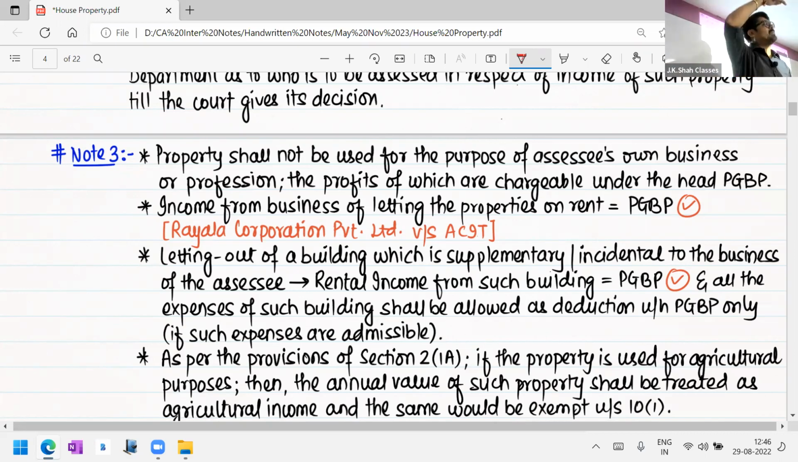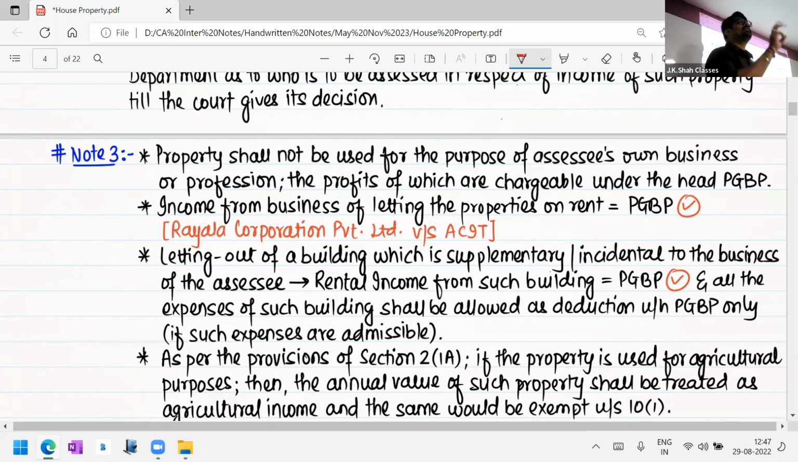Buying and selling will give me PGBP income, but till the time the properties are unsold and held by me as a stock in trade, if I am earning any rent, that is only with an intention to exploit the rent earning capacity. So with that intention, if I earn rental income, even if that rental income is coming from my stock in trade properties, it cannot be taxed under the head PGBP. It has to be house property.